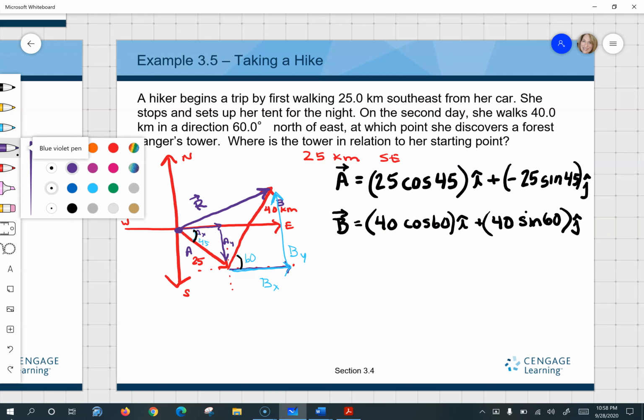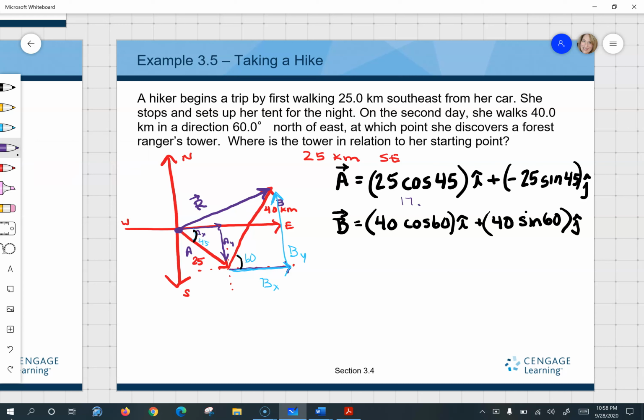So let's get some working numbers in there for us. 25 cosine 45 turns out to be 17.68. That's in the i direction. And this would be negative 17.68 in the j direction. Now you don't have to keep the plus and the minus there. You can just write it like that. So that's vector A.